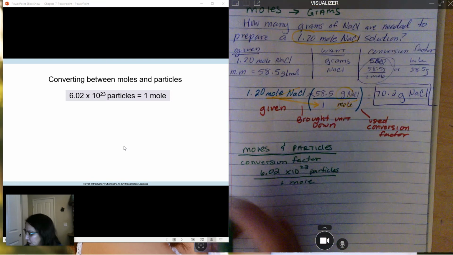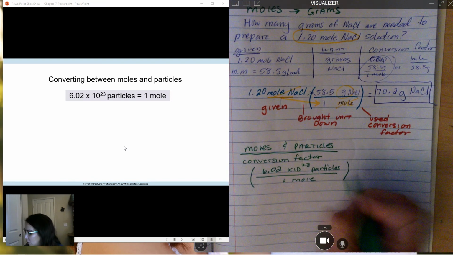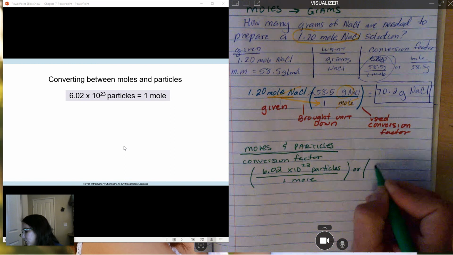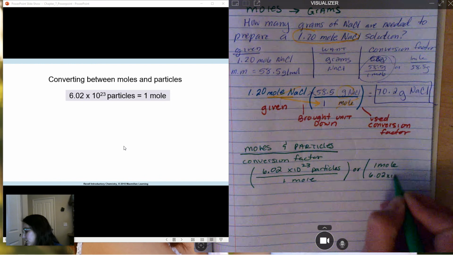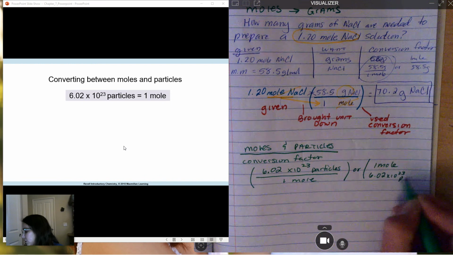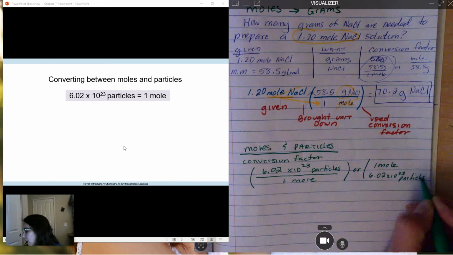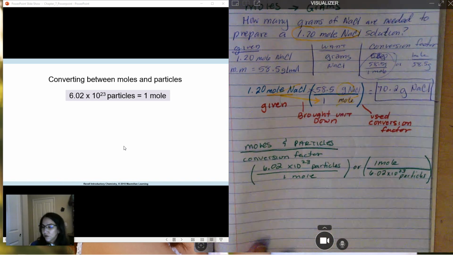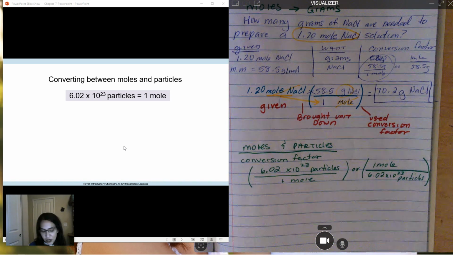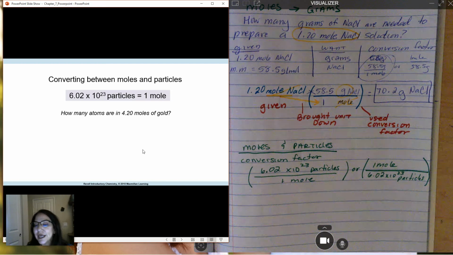So we could use it like this, or the opposite, in which we say 1 mole over 6.02 times 10 to the 23rd particles, atoms, molecules, any one of those, right? So this is going to be the new conversion factor that we're going to be using to convert between moles and particles. All right, the example, how many atoms are in 4.2 moles of gold?